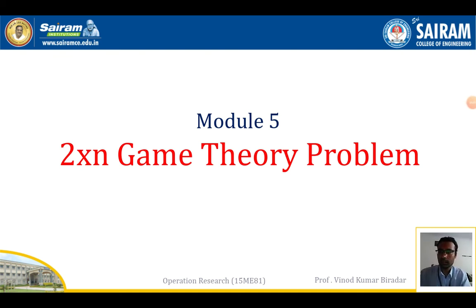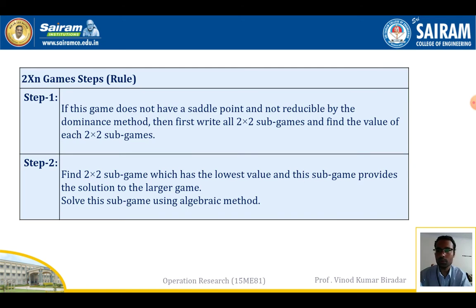So, in this video, I am going to explain to you about the 2 into n game theory problems. Okay, 2 means the number of rows should be 2 and the number of columns will be n. So how to solve such a problem? Before solving that problem, we are going to tell you the procedure for how to solve it. Here, only two steps will be there.